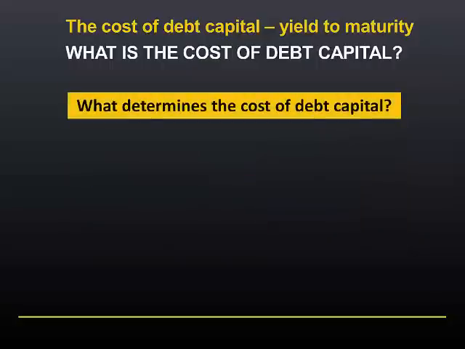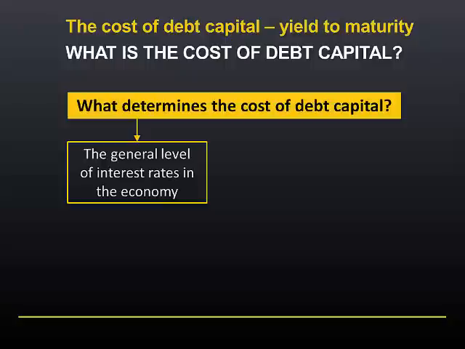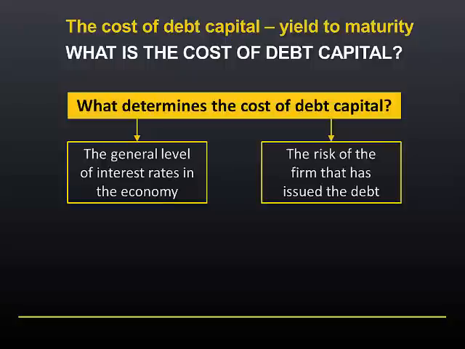So what is it that determines the cost of debt capital? There are basically two things: the general level of interest rates in the economy and the risk of the firm that has issued the debt, because the risk of the bonds is a function of the risk of the firm.